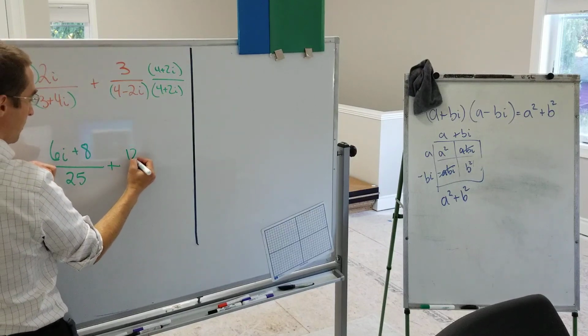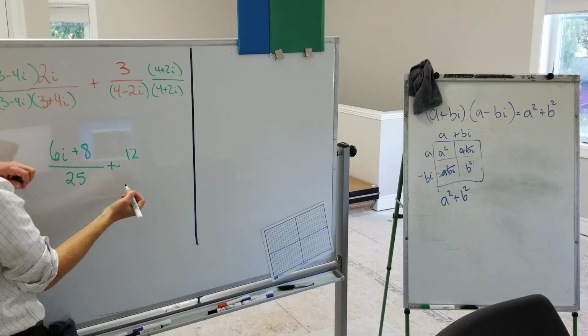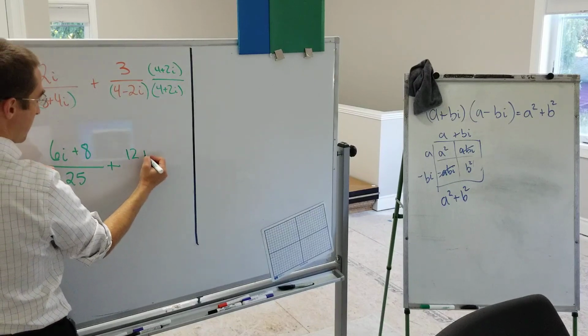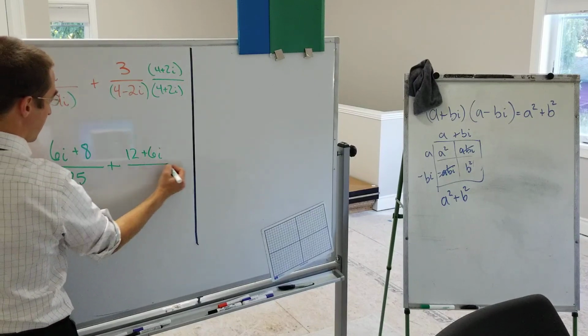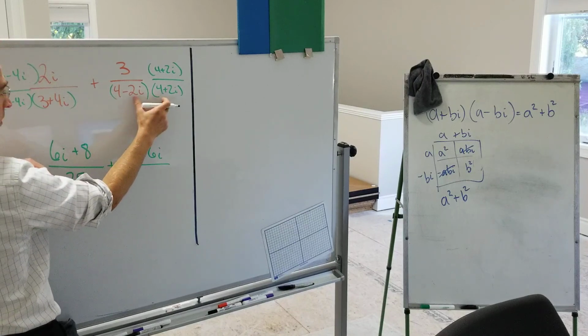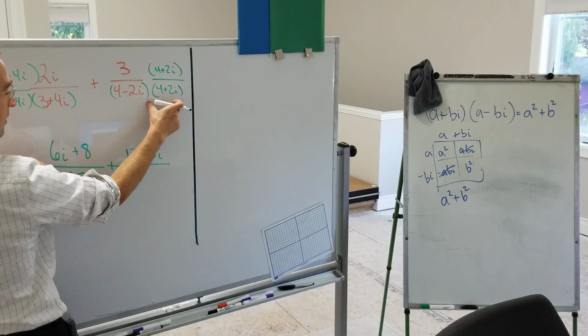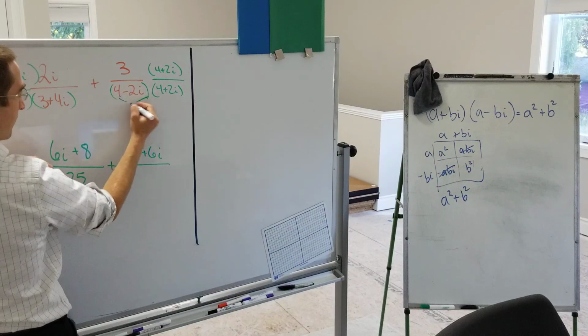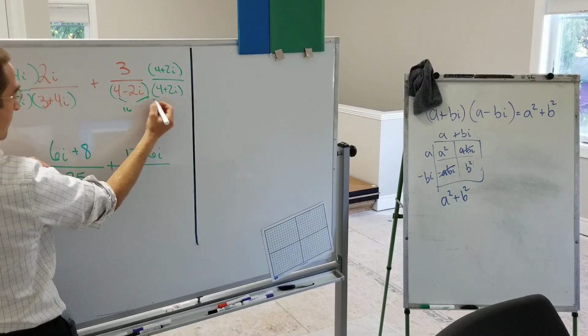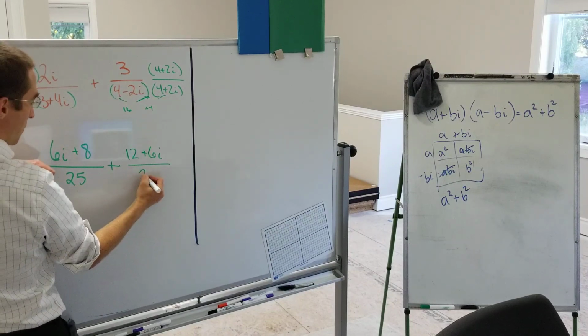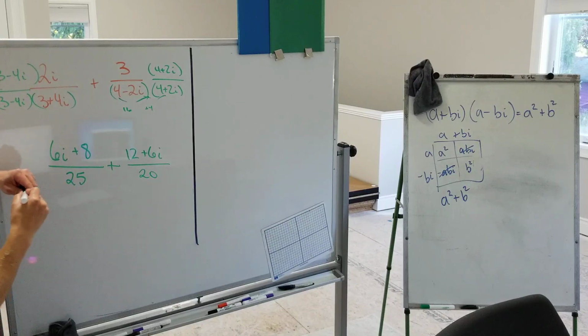3 times 4 is 12. And then 3 times 2 is 6, so plus 6i over 4 times 4, that's going to be 16. I'm going to get negative 8i, positive 8i, plus 4 over 20. Yeah, here we go. All right.